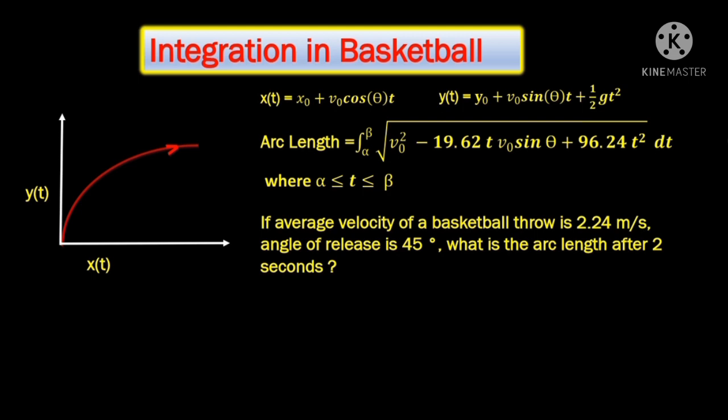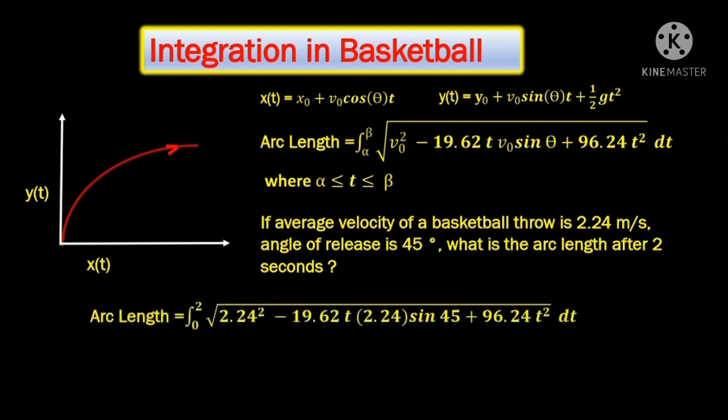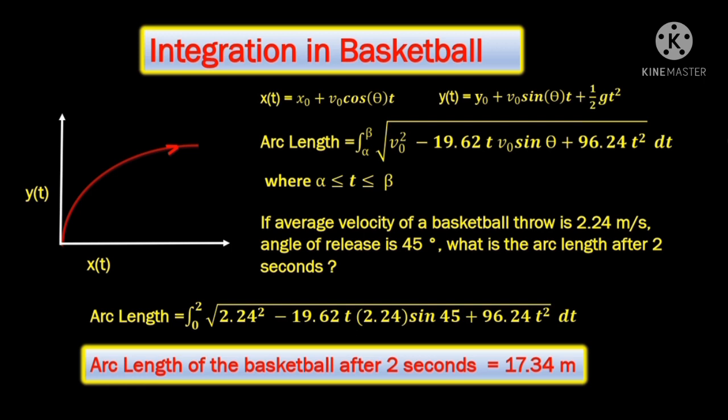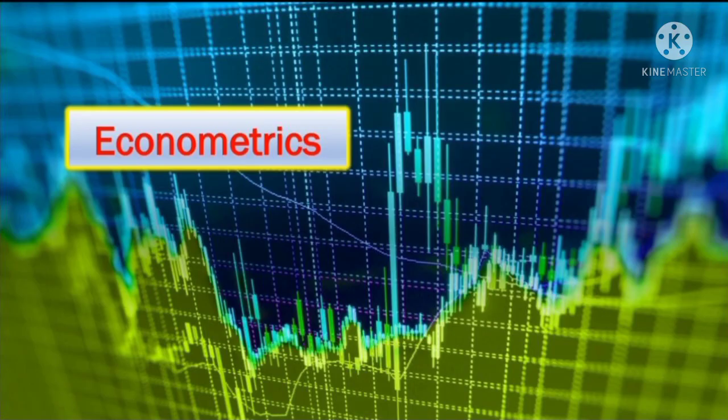So friends, if the velocity of the ball is 2.24 meters per second at an angle of 45 degrees, then the arc length, say after 2 seconds, can be found by putting these values in the formula to get the arc length to be 17.34 meters. And friends, in this way, integration helps in giving important game-related statistics to improve the team and the player performances. Let's now see how important integration is in econometrics.